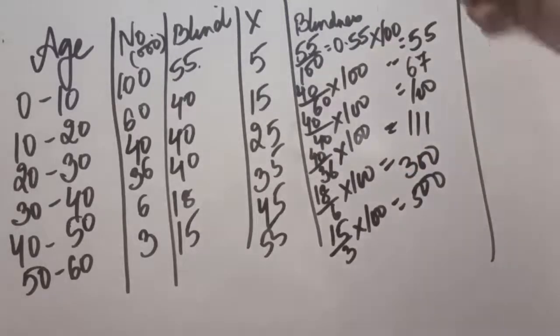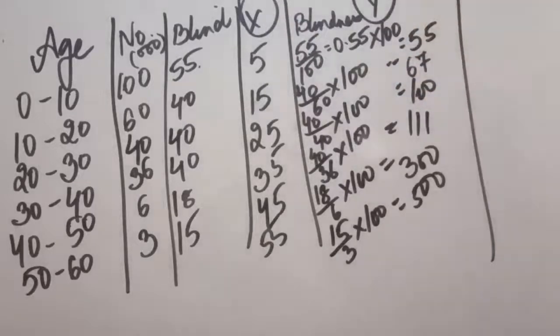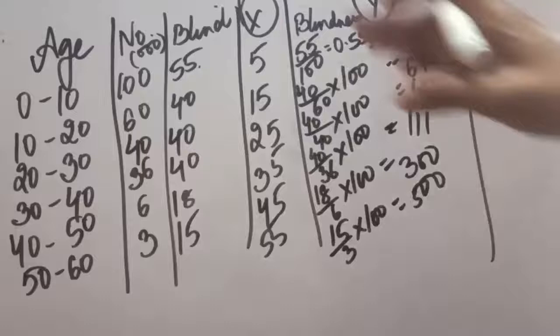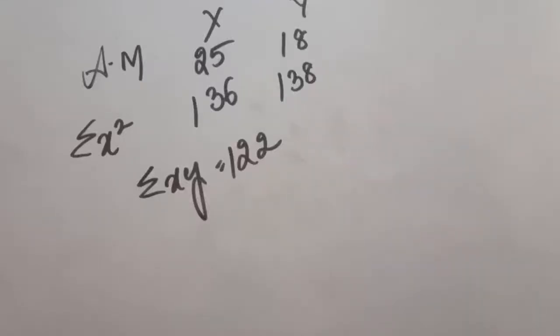Now you can see it has been converted into a simple question. This is our x series and this is our y series. Now we can apply any method: the Karl-Pearson shortcut method or the indirect method. Then you can go for calculation of correlation as you saw in the previous videos, and finally you will get the answer 0.88. This can be another special case in correlation.